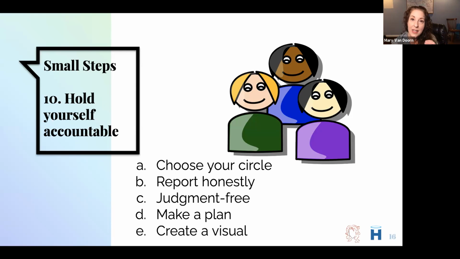But having that circle of support is so important. It has to be the right circle. Sometimes our circle can sabotage us. So choosing is key.